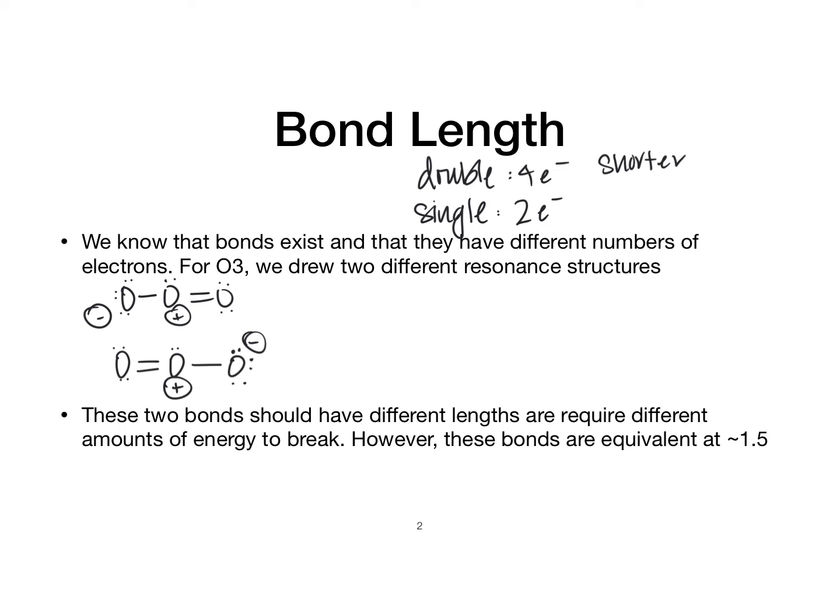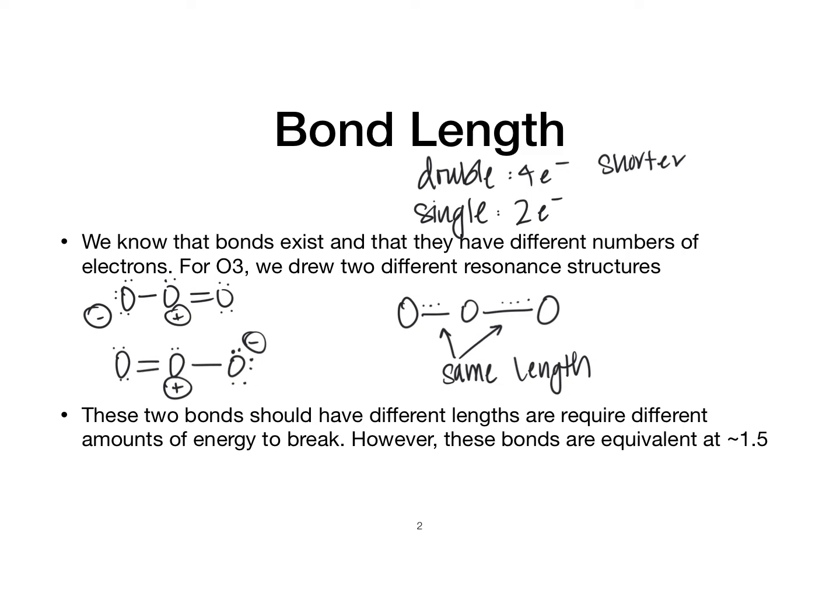So for O3, it turns out that these bonds are neither equivalent to a single nor a double. It's more equivalent to a 1.5, somewhere in the average, that allows us to have this resonance structure where the two have different lengths. So these are both the same length, and they are roughly an average of a single bond and a double bond length.